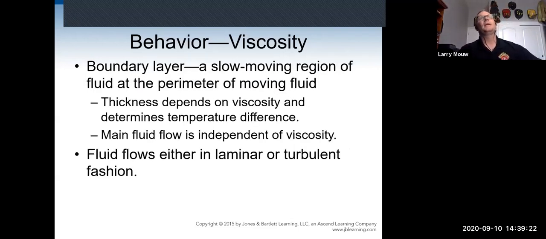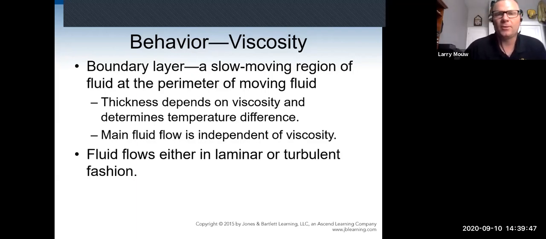As we talk about a fluid flow, we talk about a boundary layer. This boundary layer is a slow-moving region of the fluid at the perimeter of the moving fluid. So think about a cloud of smoke as it's moving over an item. That smoke near the surface of it is much thicker. That boundary layer is right there, and it's slower to move than that smoke is away from that solid.